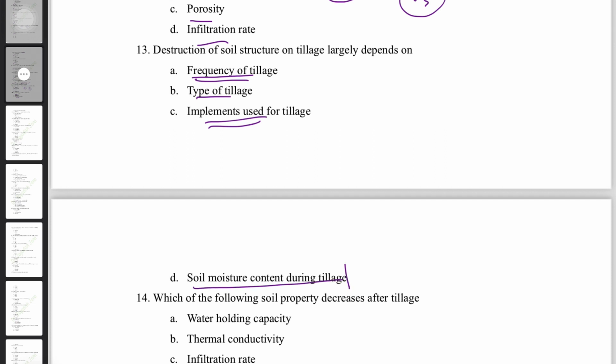But soil moisture content, if you are not tilling the soil with optimum soil moisture, then there is more chance of soil structural deterioration. When the soil is drier, there will be powder formation if you are tilling continuously. If it is wetter, there is severe deterioration of soil particles because that is a suboptimal moisture condition. So near field capacity, the soil is at optimum moisture condition and you must till at that particular point.